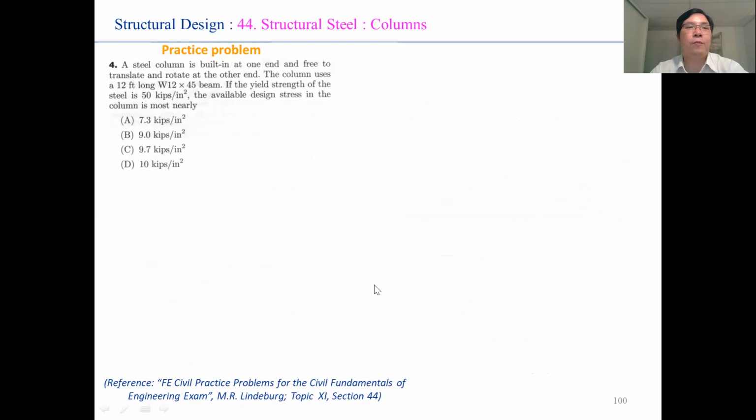Now we can pass to another practice problem. A steel column is built in at one end and free to translate and rotate at the other end. The column uses a 12 feet long W12 times 45 beam. If the yield strength of the steel is 50 kips per inch square, the question is what is the available design stress in the column?